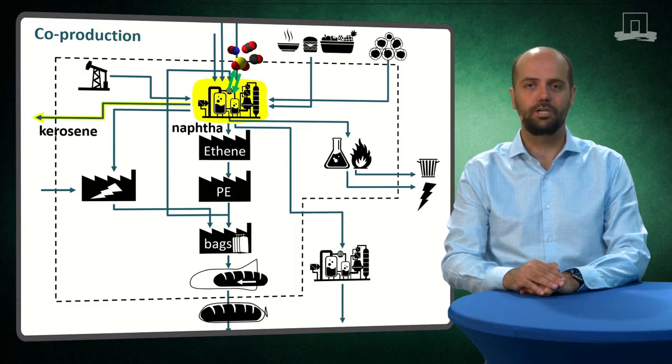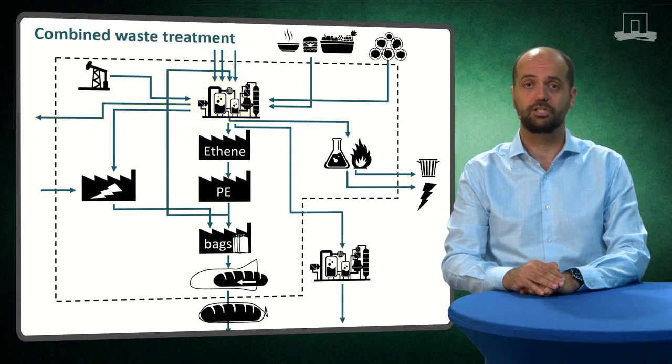Allocation can also be used in other parts of our product system. When we have combined waste treatment, such as incineration, the incineration process destroys many different kinds of waste materials together, and not only the waste from our particular product processes. The flows from the combined waste treatment also need to be divided or partitioned between the wastes from our product system and the wastes from other product systems.